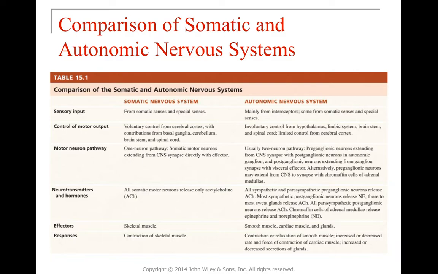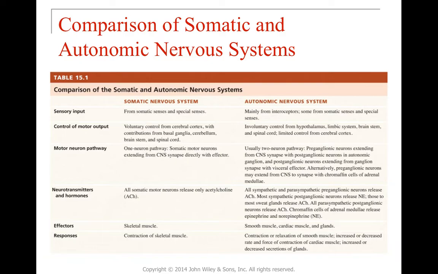This is a comparison of the somatic and the autonomic nervous systems. So the somatic nervous system comes from the external body, right? Somatic senses and special senses from your external environment are interpreted internally. The autonomic nervous system is going to have information coming, mainly the sensory input is going to be coming from interoceptors, or receptors that are inside the body. We do have some that's going to come from somatic senses and special senses.